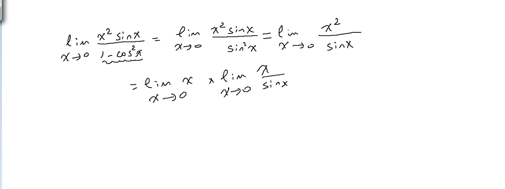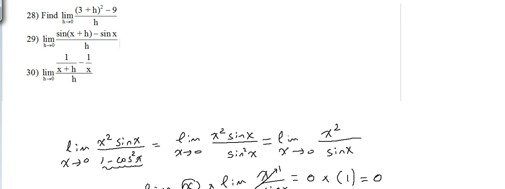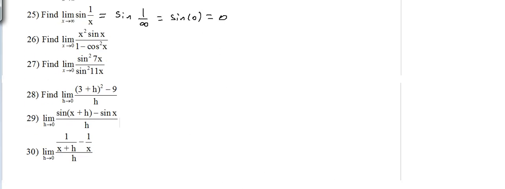This is 1. So it is equal to 0, because instead of x here we substitute 0, times this one here is 1. So 0 times 1 is equal to 0. So I have 0 as the answer for this one. This one, number 27, is also nice.